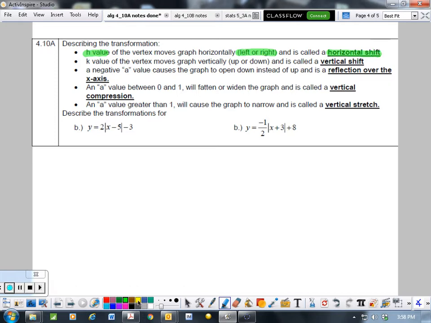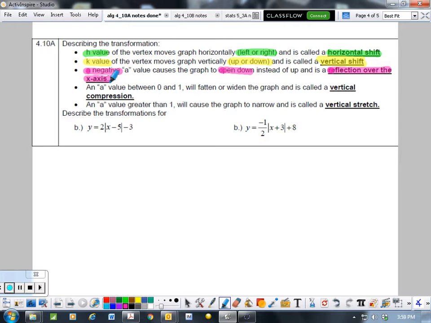And then we also have the K value. The K value is going to move it vertically, up or down, which is what we call a vertical shift. Now a negative A value is going to cause the graph to open down, and that's what we call a reflection over the x-axis. So that's our opening down.